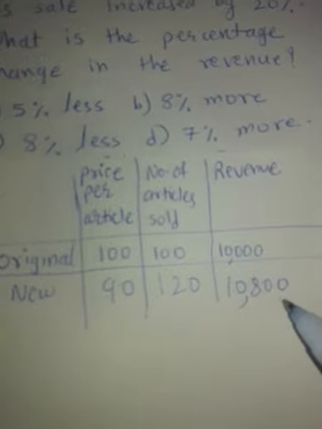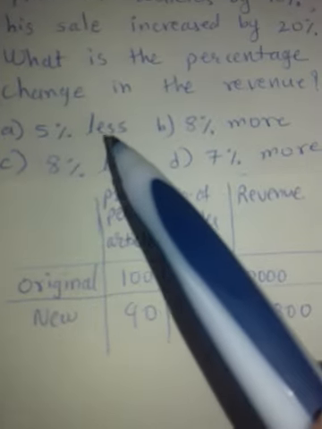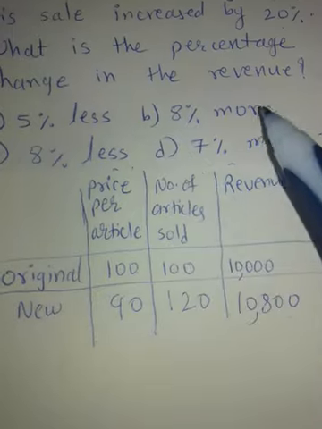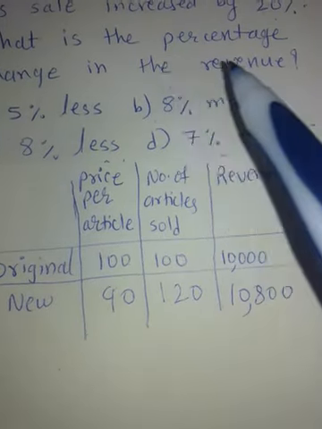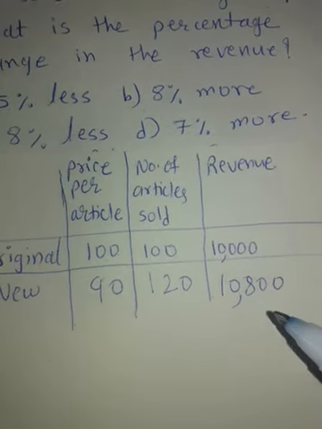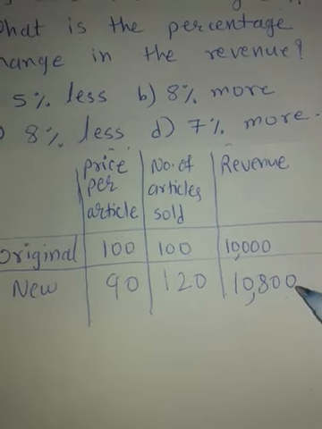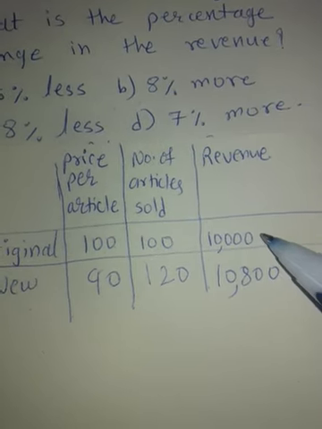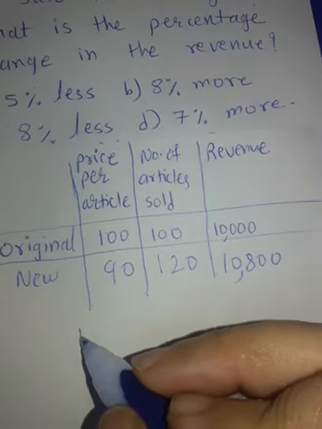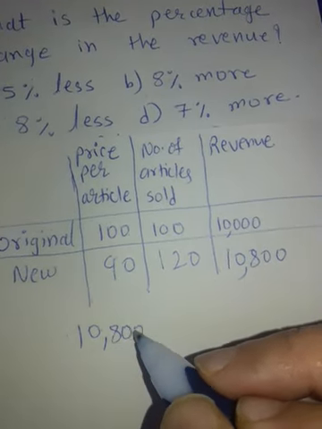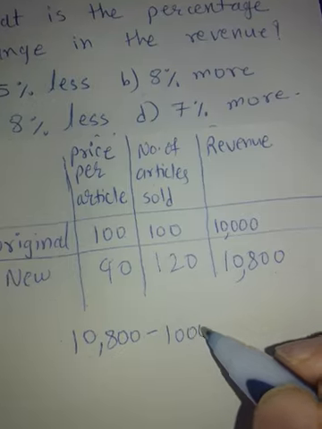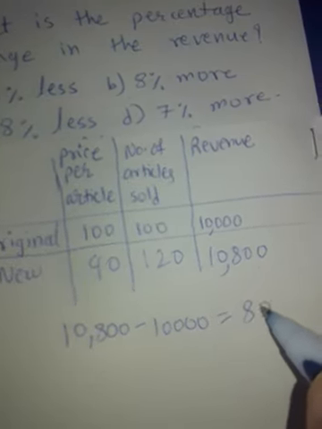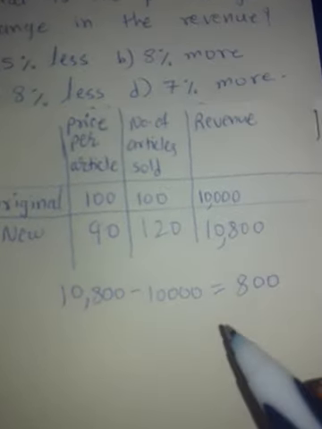So is this more or less? Is it increase or decrease? See, the options given are less and more. Both kind of options are given to us, but here we can clearly see his revenue is increased. It is more. More by how much? This is 10,000 and this is 10,800. So change is 800. Am I right?